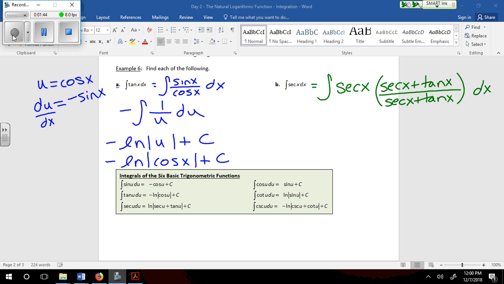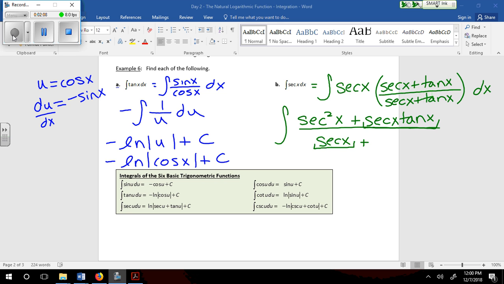The reason we do that is when we multiply it out, the numerator becomes secant squared plus secant times tangent. Both of those, one of them is the derivative of secant, which is our denominator. So secant tangent is the derivative of secant, right there. And secant squared is the derivative of tangent. So by multiplying by that, we make u substitution possible.